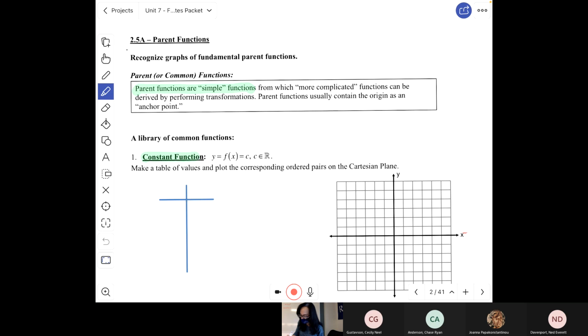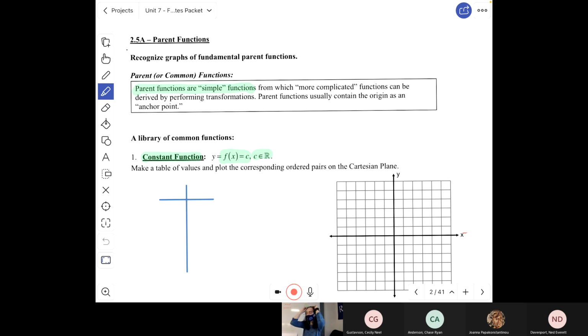So the constant function, y equals, or using function notation, f of x equals c, where c is just an element of the reals. This notation you should be comfortable with. So this parent function is just known as the constant function.